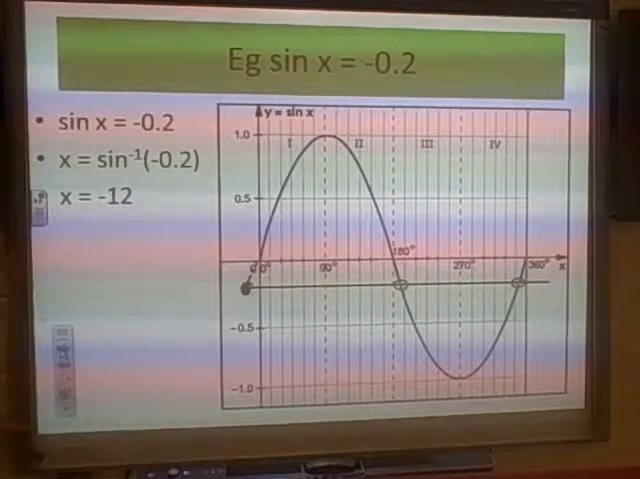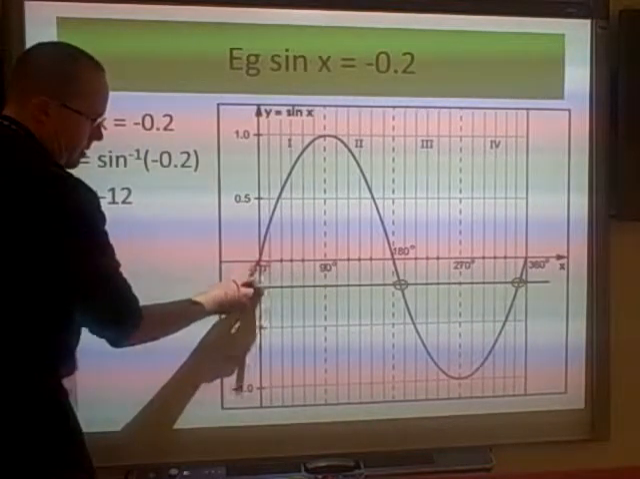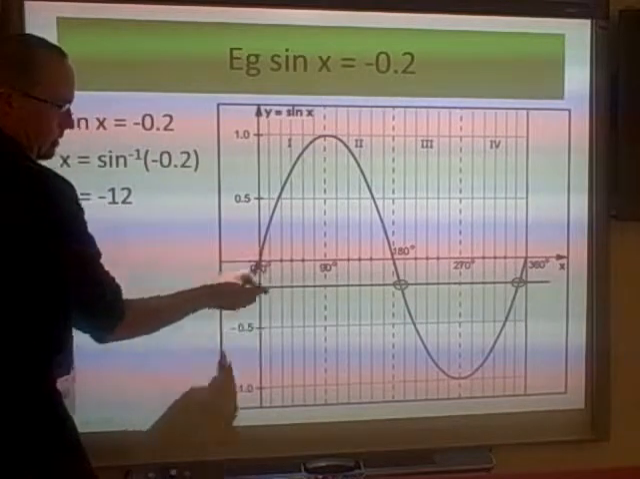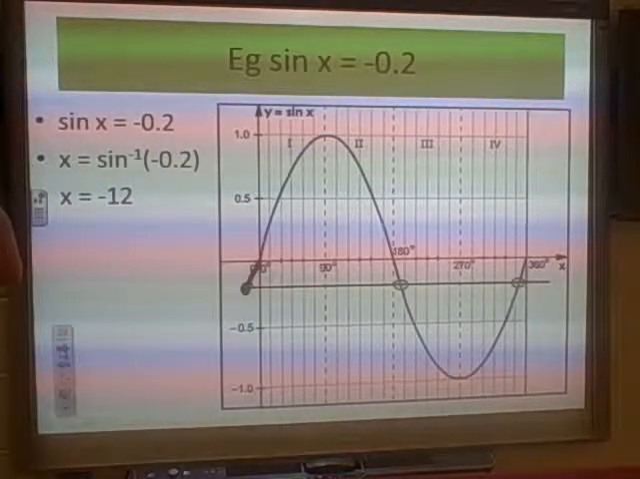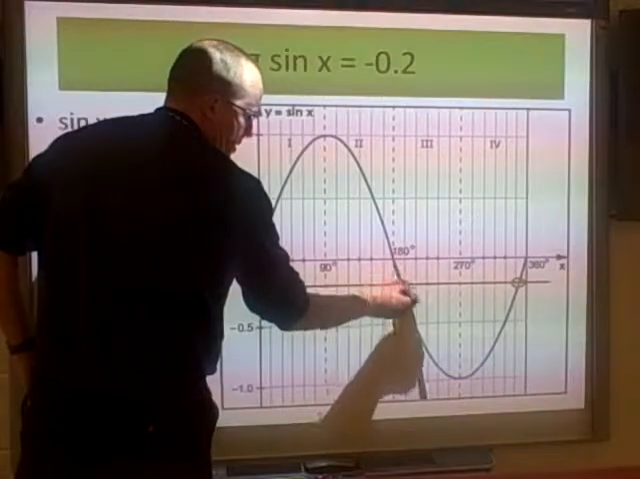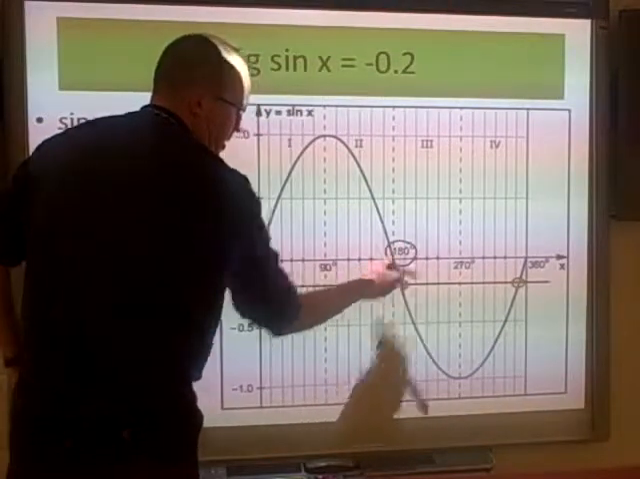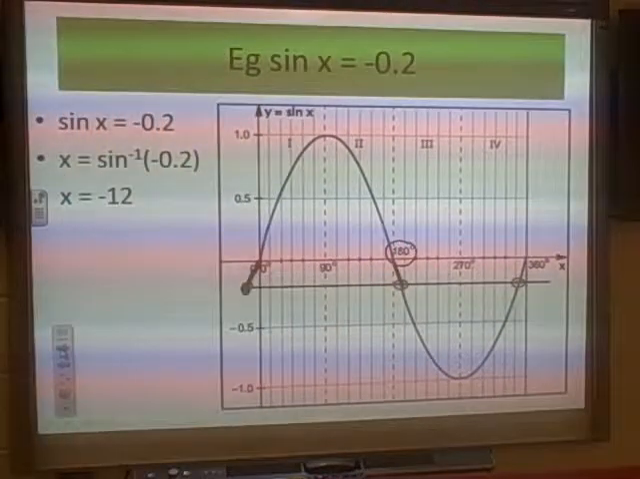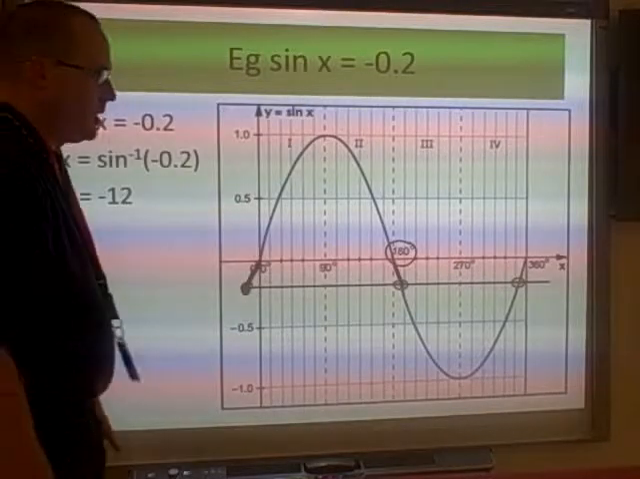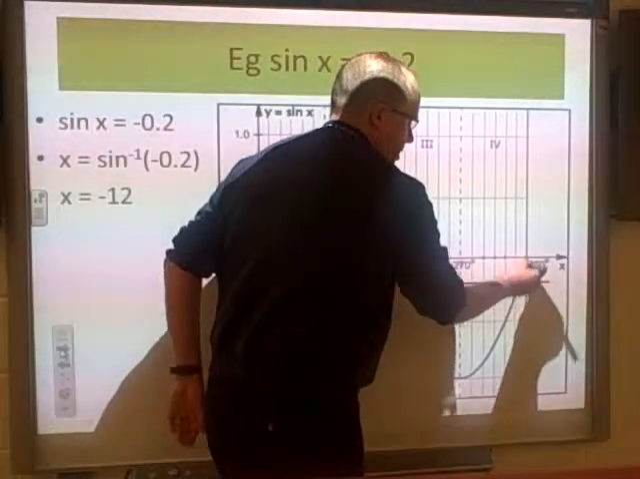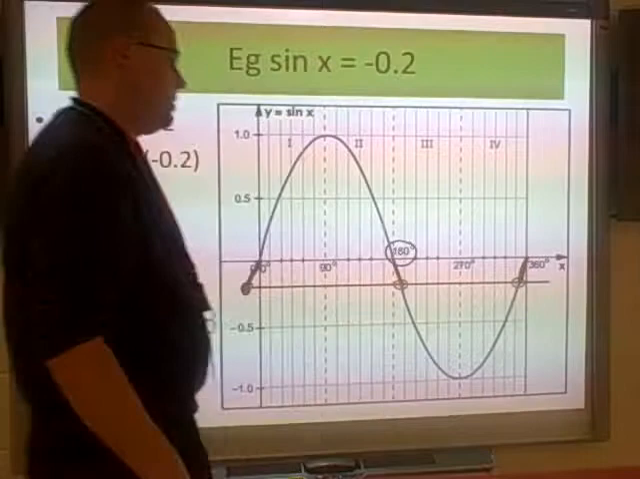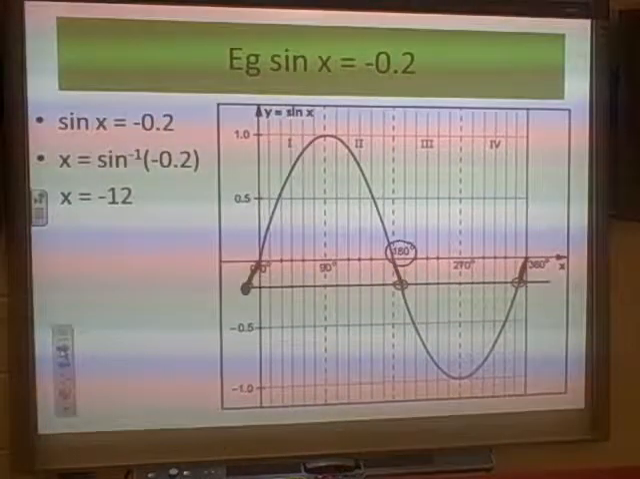So what we know then is that it's 12 degrees from here back to the x-axis. And we can use that to help us find the other values. So this must also be 12 degrees. As it's to the right of 180, that must mean it's 192. Similarly, 12 degrees less than 360 would be 348.